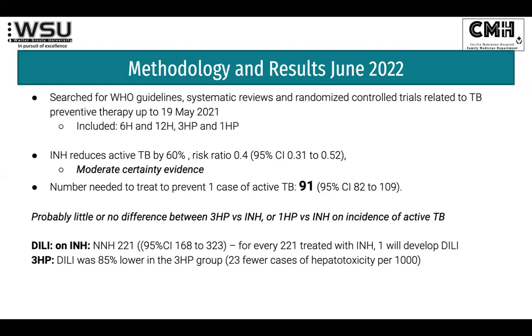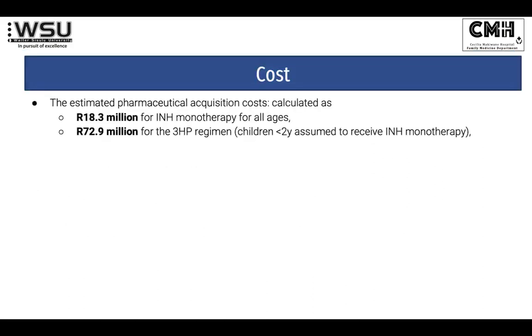But when they had a head-to-head trial comparing the 3-HP with the INH, there was definitely an 85% lower risk of drug-induced liver injury because they're on a much shorter course. They're still getting INH, but it's only for 3 months rather than 6 months or a year. So there were 23 fewer cases of hepatotoxicity per 1,000. And again, that's quite significant if you look at huge numbers. So it's the cost that gets tricky.